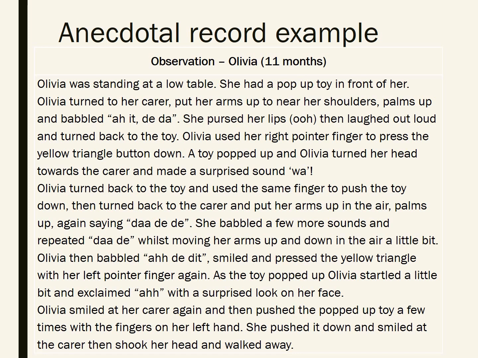She babbled a few more sounds and repeated "da-dee" while moving her arms up and down in the air a little bit. Olivia then babbled, "ah-dee-dee," smiled, and pressed the yellow triangle with her left finger again. As the toy popped up, Olivia startled a little bit and exclaimed, "Ah!" with a surprised look on her face. Olivia smiled at her carer again, then pushed the pop-up toy a few more times with her finger on her left hand. She pushed it down and smiled at the carer, then shook her head and went away.